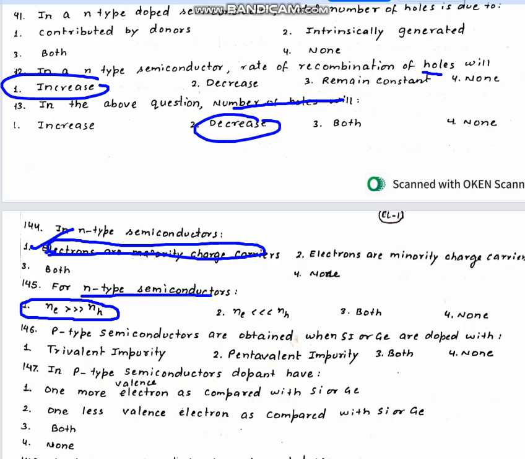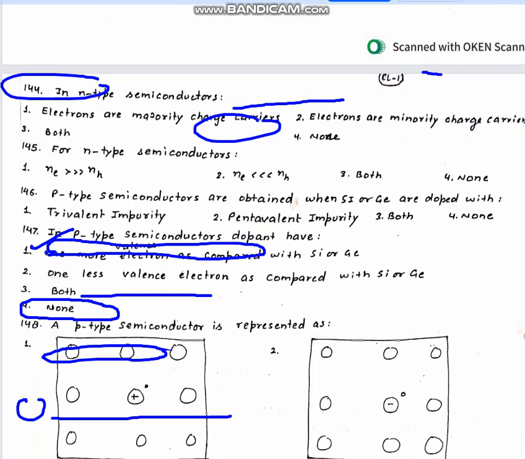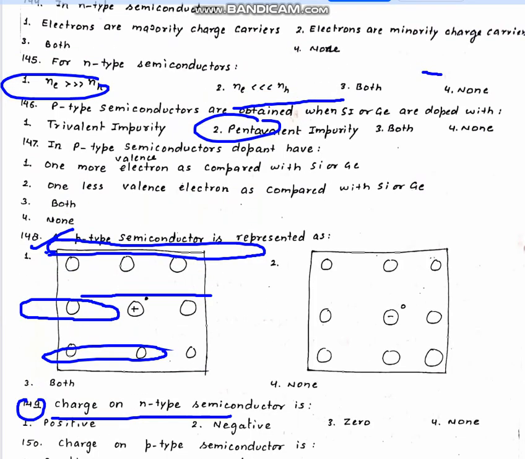Next is for N-type semiconductors, obviously electrons are majority charge carriers, so first is correct over here. Next is P-type are obtained, so obviously trivalent impurities. First is correct. Next is dopants have one less valence electron, so second is correct over here. Next is a P-type semiconductor, so obviously it is represented by second because it accepts electrons, so negative charge and the corresponding hole.